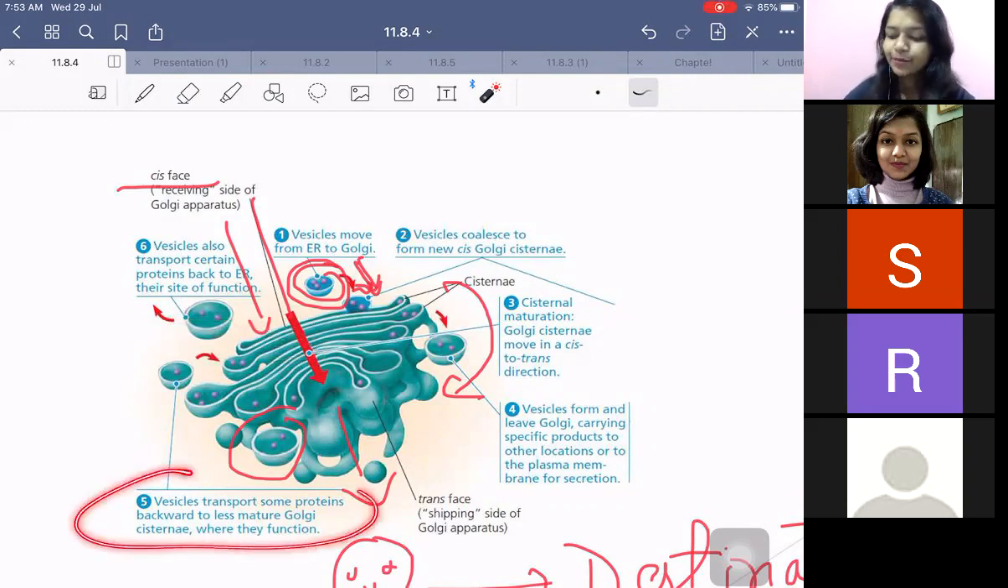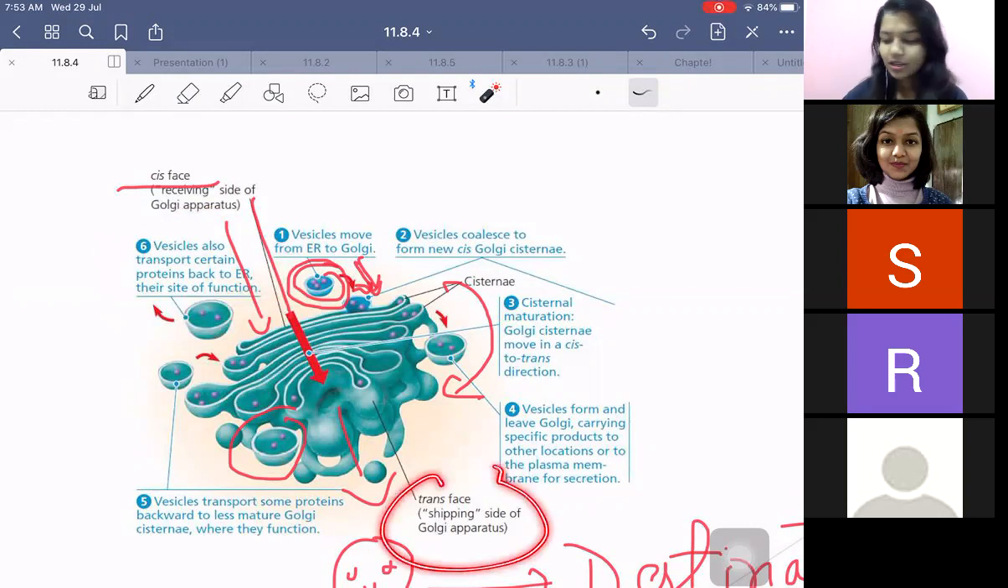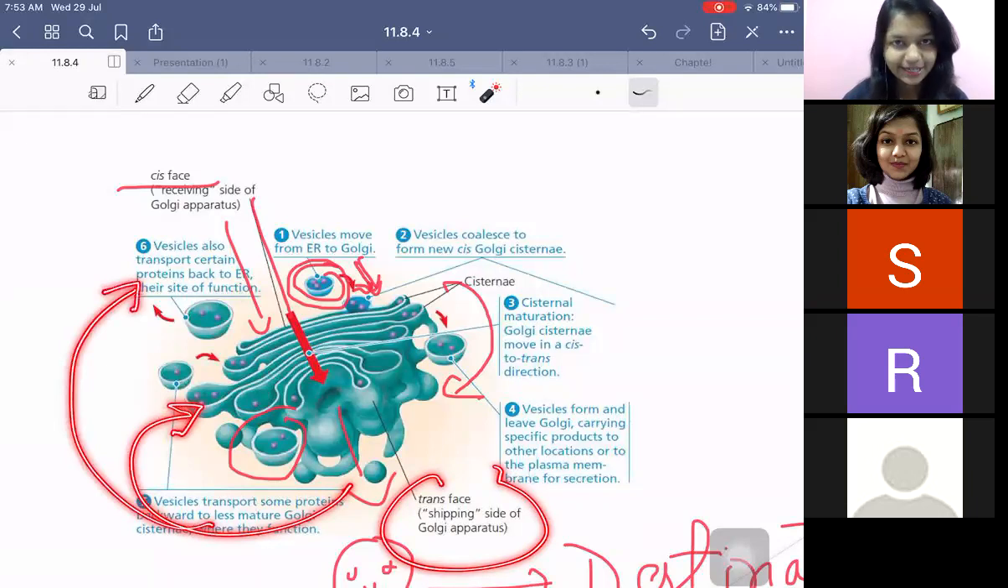So these are hidden processes. These are not dealt with in the book. In the book, they don't mention it, in NCERT specifically. But you should know this fact also, that the Golgi is helping in transporting. It can transport here if needed, and it can transport to the endoplasmic reticulum if needed. Got it?